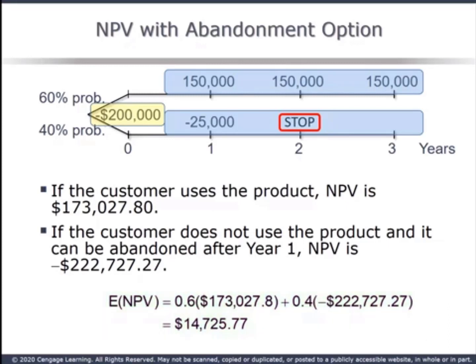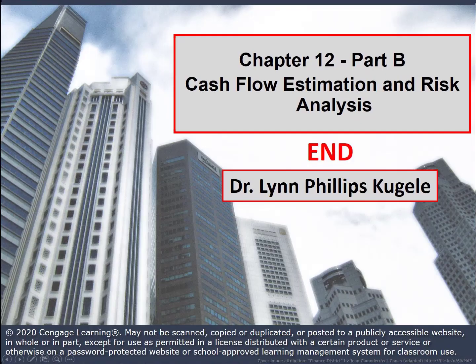14,725.77. Since the abandonment option reduces risk, it could also reduce the cost of capital, further improving the NPV. This ends our coverage of capital budgeting and ends this course.